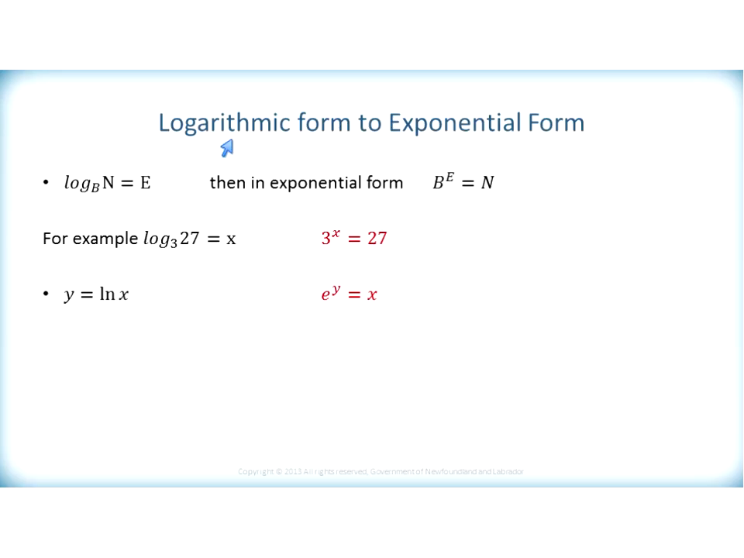In 7.2, we learned how to go from logarithmic form to exponential form. And we see that the base of the logarithmic form is the base of the power in the exponential form. The argument is what the power will be equal to. And the last is the exponent. So for example, log of 27 base 3 would be 3 to the power of x equals 27. Using the natural log, which is base e, we have e to the power of y equals the argument.